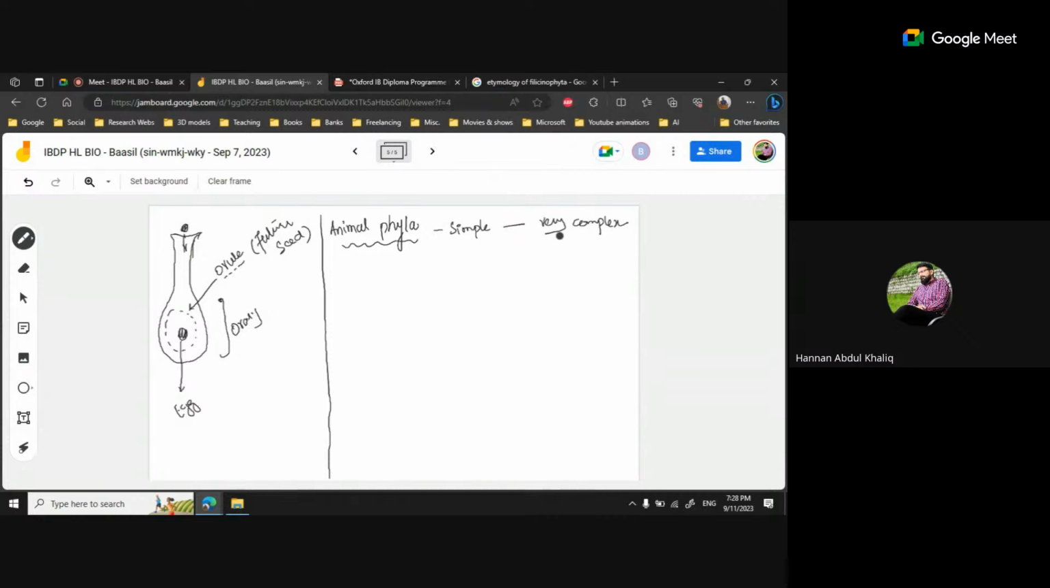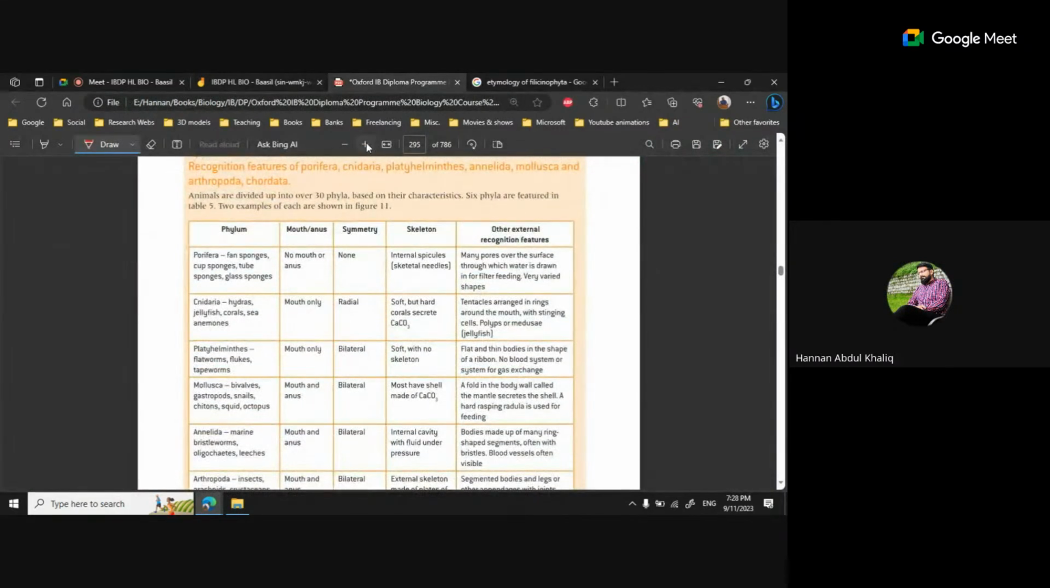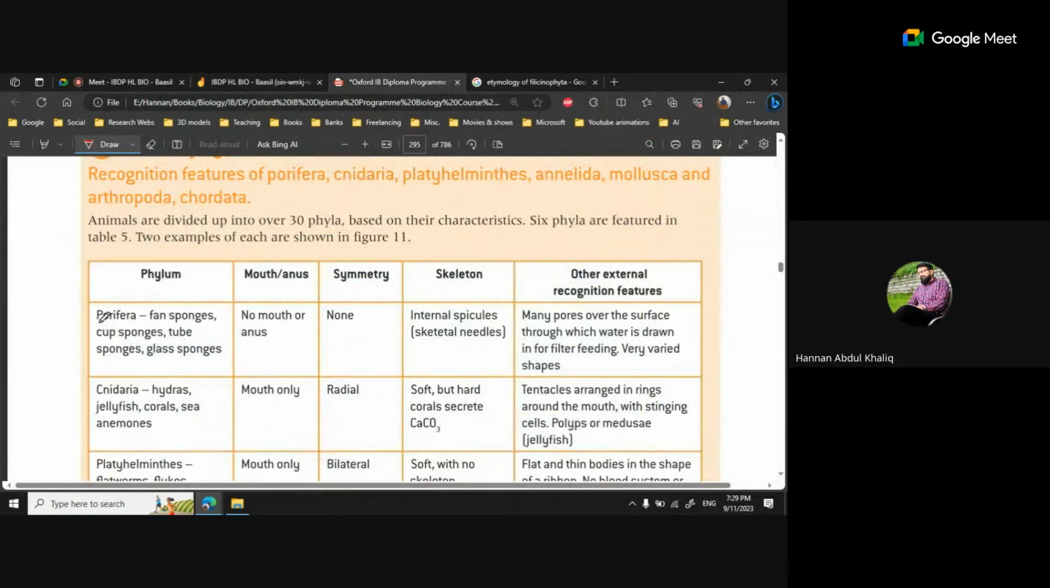And basically, what are the criteria? Whenever we consider animal classification, we don't only consider their external characters, but their embryonic features are also discussed. I will tell you how they use the embryonic features. First of all, let's get to this data. Porifera. These are sponges.